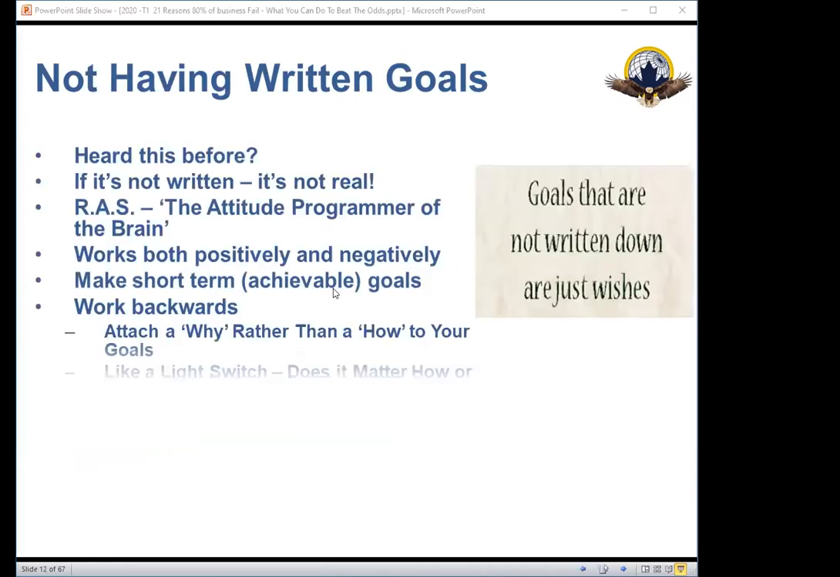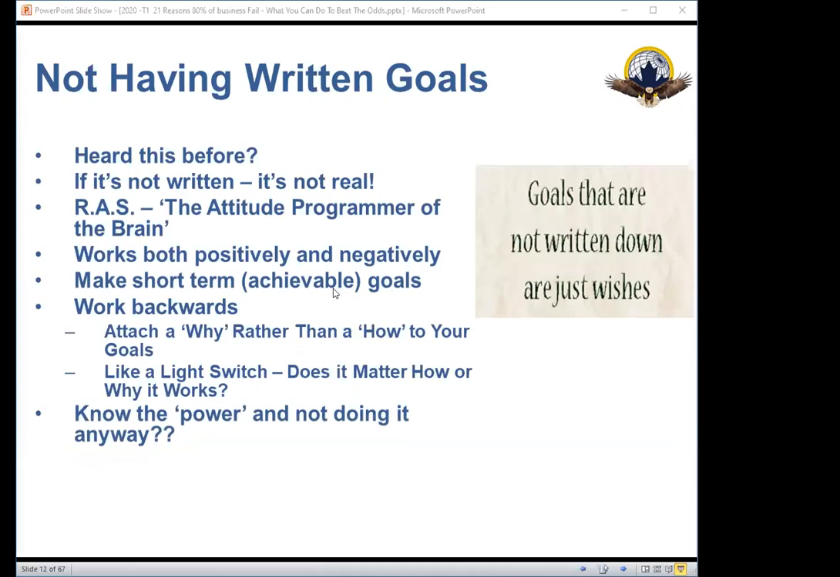So, not having written goals, you've heard it all before. We all know if it's not written, it isn't real. The R.A.S. is the attitude programmer of the brain. You've got to start using it. That is what we focus on, and goals help us with our R.A.S. It works positively and negatively. We've seen it work negatively in people's lives. All of us have. They make bad decisions or they don't listen to our advice.